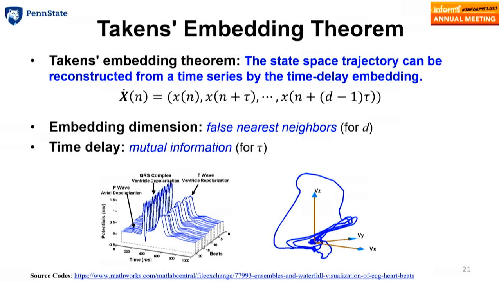As we can see, this is the time domain signal of the EKG, and we can study examples in the time domain. But the right-hand side is the state space trajectory of the EKG signals. So we can study the shape and topology of the trajectory. The source code to generate those ensembles and the state space trajectories is available at this link.